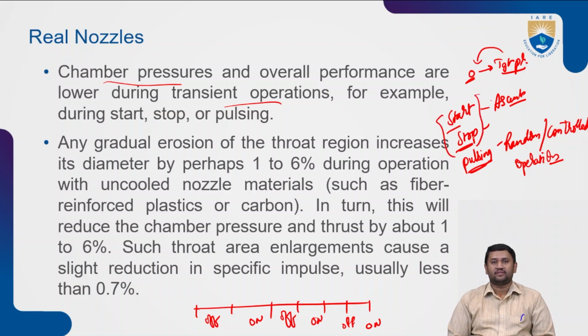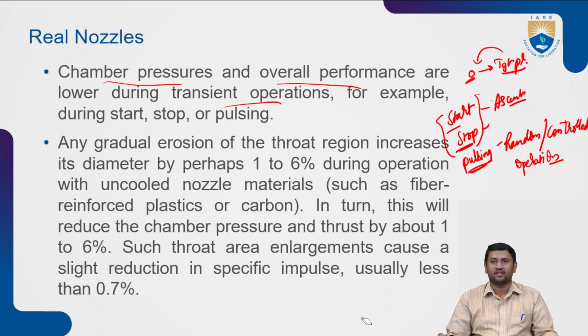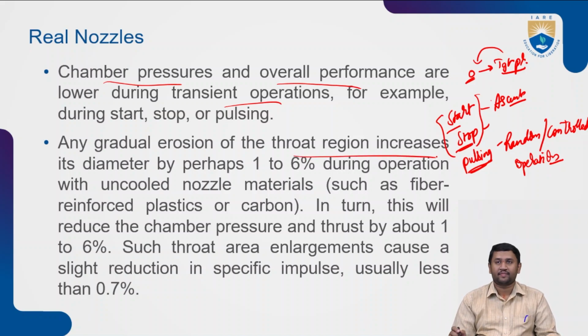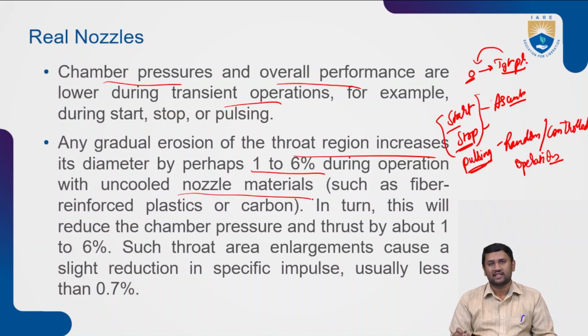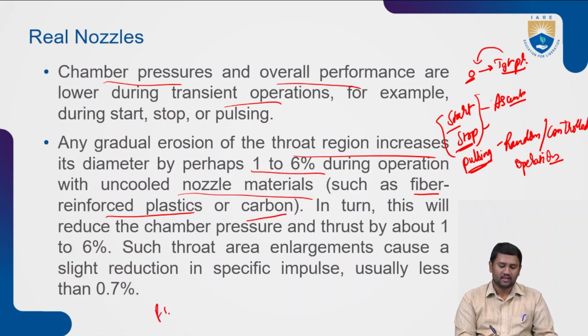The chamber pressure as well as the overall performance will be varying. Now, continuing the same, any gradual erosion of the throat region increases the diameter perhaps by 1 to 6% during operation of uncooled nozzle materials such as fiber reinforced plastics or carbon FRPs.